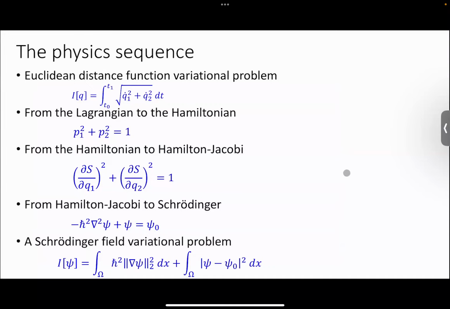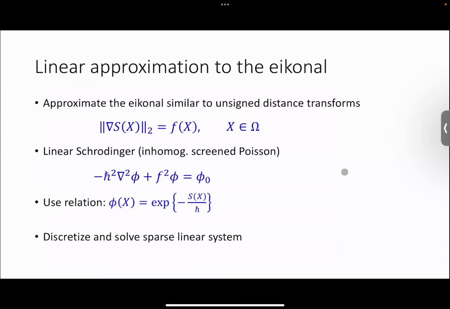Okay, so you can also take this further, as we did. You can try to approximate the Eikonal equation, where instead of grad s equals one, you have grad s equals f of x, which is the Eikonal problem. You can now set up the corresponding linear Schrodinger equation for this problem as well, and again use the relationship that phi of x is real. I'm using phi here instead of psi, but it's essentially the same thing. And you can think of this s as an approximate distance function, except for the Eikonal equation. And you can discretize and solve a sparse linear system.